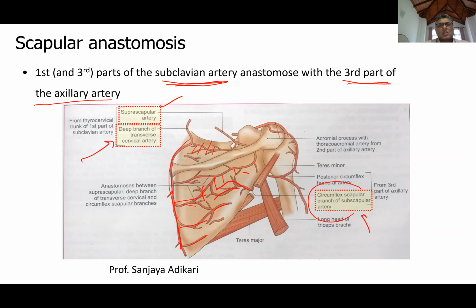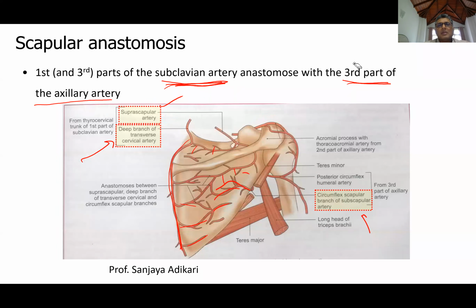If there is gradual obstruction to the proximal part of the axillary artery or the distal part of the subclavian artery, you can get collateral supply, supplying the upper limb and maintaining it. That's one thing. Then there is an extension to the scapular anastomosis, which is called the acromial anastomosis, in the area of the acromion.